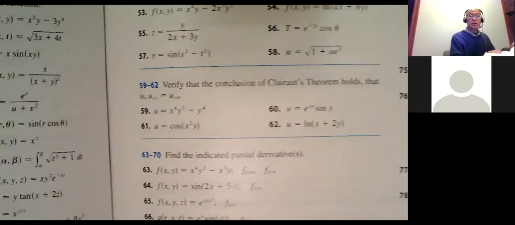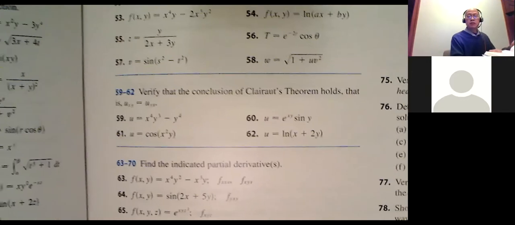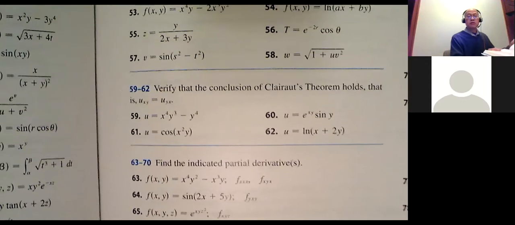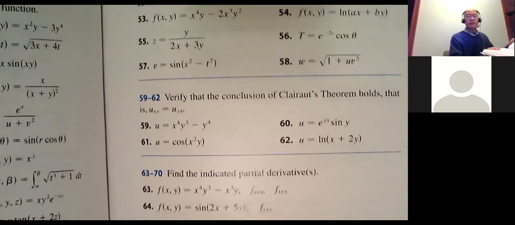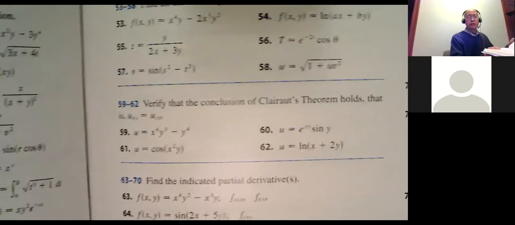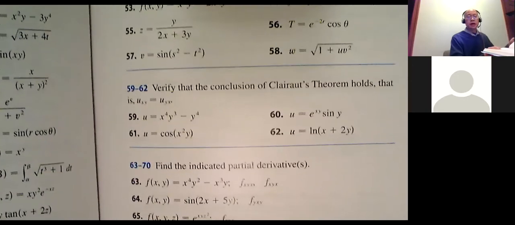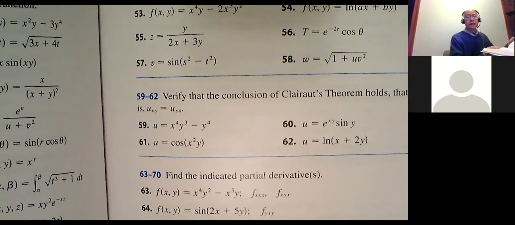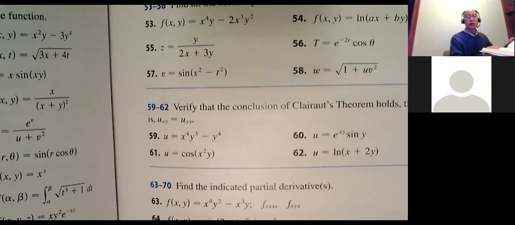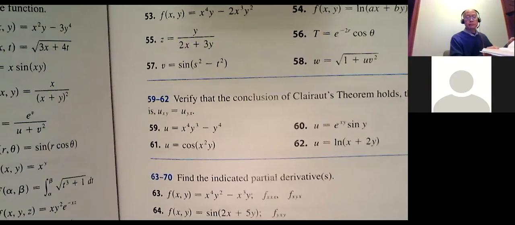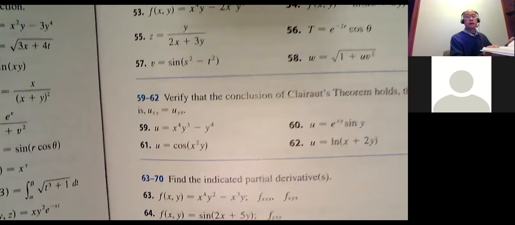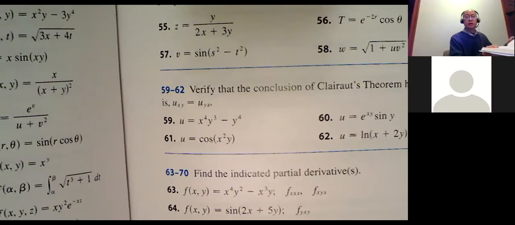Okay, problem 61. All it asks is to verify the conclusion of Clairaut's Theorem, that is u sub xy equals u sub yx. That means I don't have to find all 6 derivatives. I don't need uxx or uyy. I need u sub x, u sub y, and then uxy and uyx. That's, quote unquote, all. So 59 and 61. 61 looks harder, so I'll do 61.